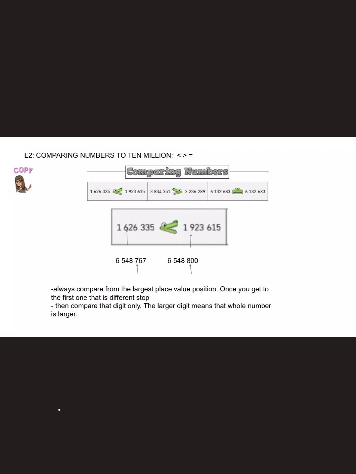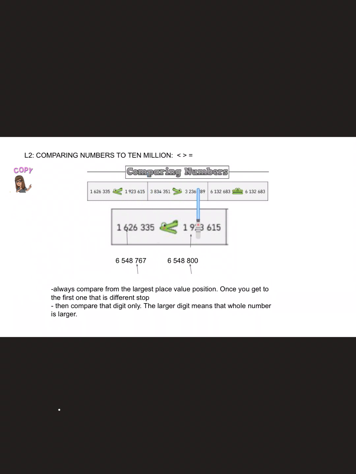All right, grade fives. So you've learned how to read and write numbers up to a million. Now you're going to work on comparing numbers to 10 million. When we compare numbers, we use the less than, greater than, and equal sign. So we'll talk a little bit about those as well. You will be copying this, so you could either pause and copy first, or you could listen and then pause and copy after, your choice.